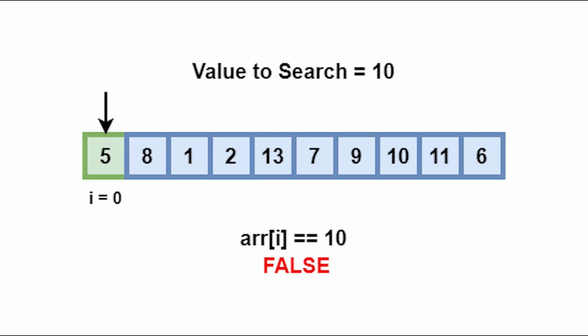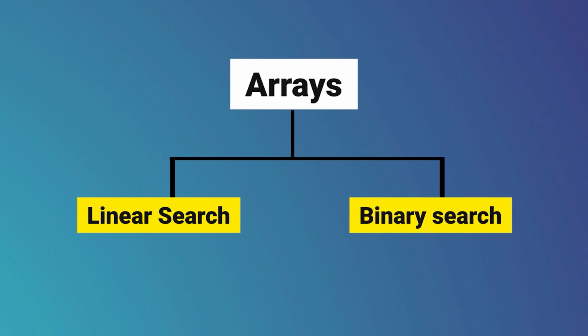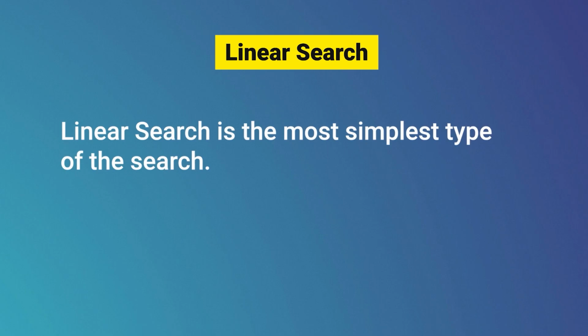Now, whenever we have been provided with the array and we want to find a certain element from the array, that is, to find out whether the element is present in the array or not, you need to do the search operation. Now, searching can be of two types. We have the search called the linear search, and the other search is called the binary search.